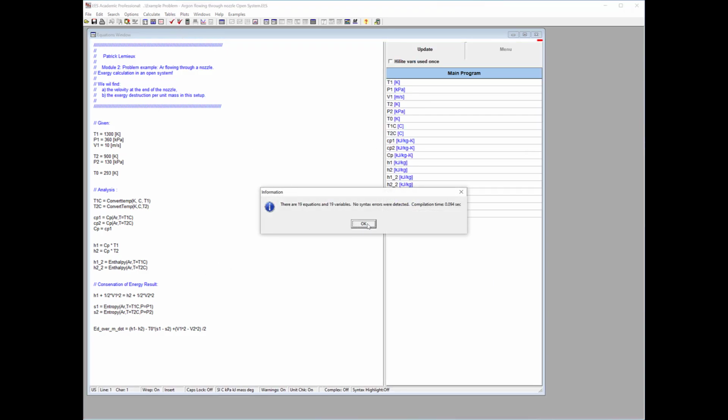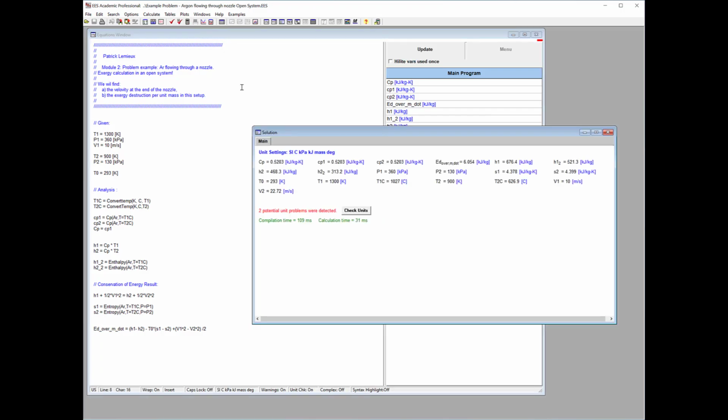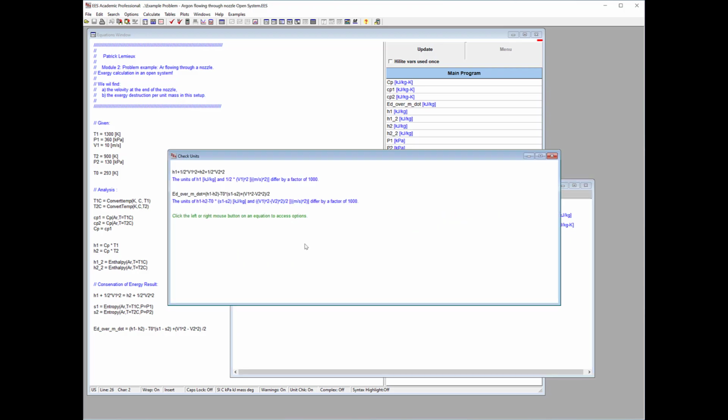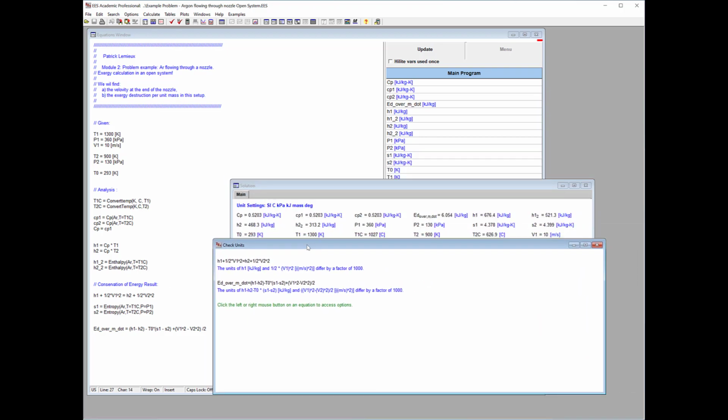Alright, so that should really clean up a lot of my units. 19 equations, 19 variables, everything's populated here, looking good. Let's hit the button. Oh, let's save first. Let's hit the button, and I still got 2 potential unit problems detected. But everything is looking good, right? My units are all posting. Okay, let's take a look at what it's saying. Ooh, and this is a very interesting and important one. This is one of the things I really wanted to highlight.